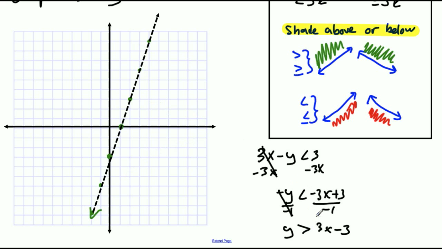Now, do we shade above or below? Well, we're going to shade above right here because we have greater than. If y is greater than, then it's going to be above. If it's less than, then it's below. And so we're going to do greater than. So it'll be everything over here. So that's about what it's going to be then. And that's it.